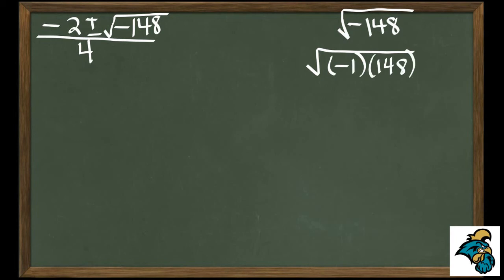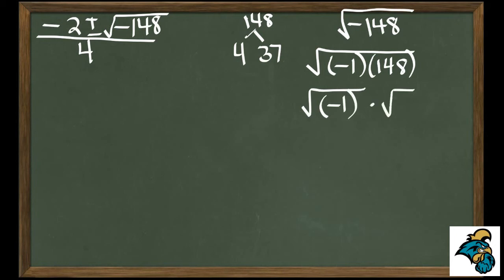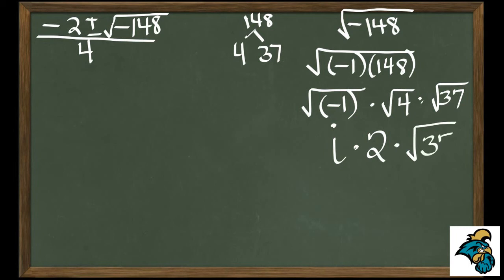Let's look at the radical of negative 148 and split it up just like we were doing. So I know that's going to be the square root of negative 1 times the 148. Then I'm going to say, okay, let's take 148 and see if we can break it down. Is there a perfect square that goes into 148? Well, 148 is actually divisible by 4. 4 times 37. So I'm going to rewrite this as the square root of negative 1 times the square root of 4 times the square root of 37. And that 37 can't be broken down any further.